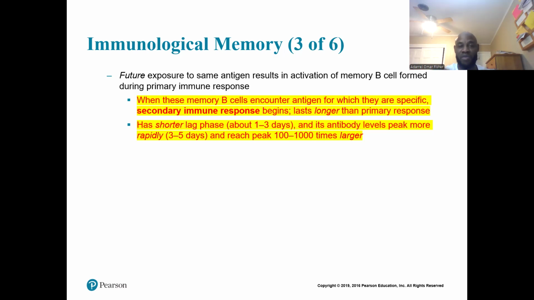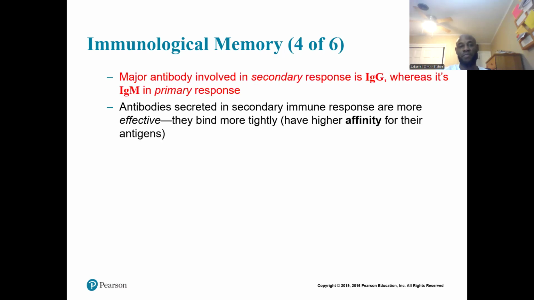And its antibody levels peak more rapidly, at 3 to 5 days, and reach a peak 100 to 1,000 times larger. So much more antibodies are made, which can bind to and cause agglutination, which can trigger the inflammatory response, which can cause the fight to happen even quicker the next go round. The major antibody involved in the secondary response is IgG, whereas it's IgM in the primary response.